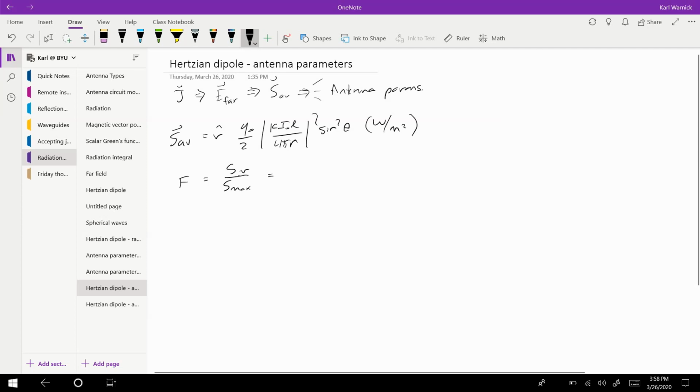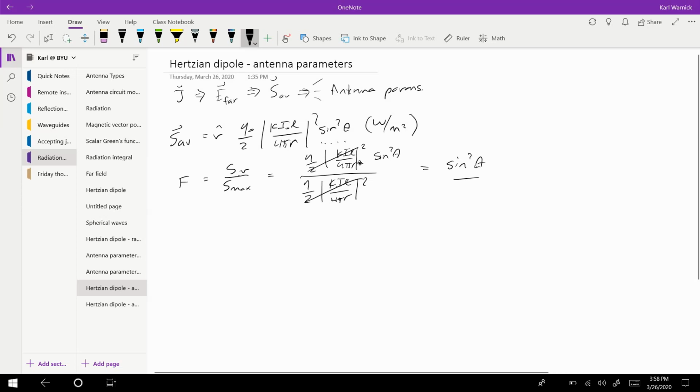So I look at what I had for S, I find out the maximum value would of course be where sine squared theta is 1. So I put that in the denominator, eta over 2, k I L over 4 pi r, quantity squared. Just to be quick in writing, I'm leaving out some of the subscripts. On the top, we have the same thing, k I L over 4 pi r quantity squared with the sine squared theta. And you can see that everything cancels except for the sine squared theta.